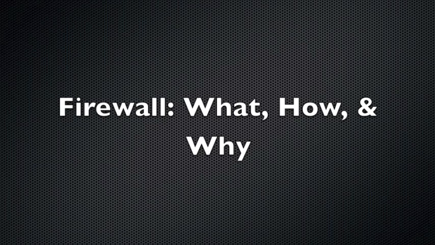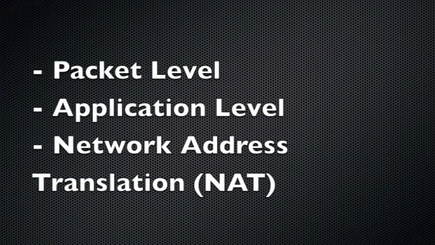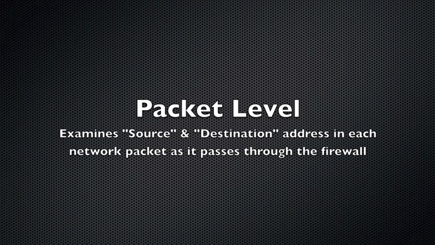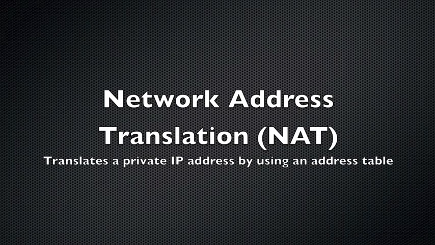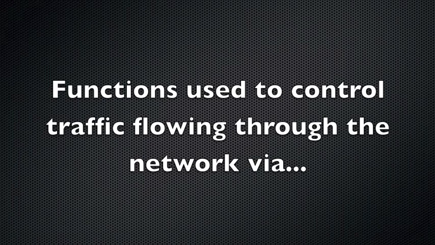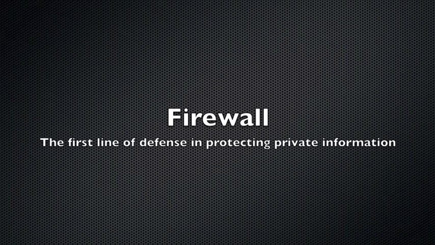We need firewalls to protect our confidential data. Christine shared the three different types of firewalls, which are packet level, application level, and network address translation. The packet level examines the source and destination address that are in each network packet as it passes through the firewall. The application level searches for known attacks by searching through the contents of the application layer. The NAT firewall translates the private IP address by using an address table. Daniel discussed the functions used to control traffic flowing through the network via proxy service, packet filtering, and stateful inspection. The proxy server hides a true network address, and the firewall is the first line of defense in protecting private information.